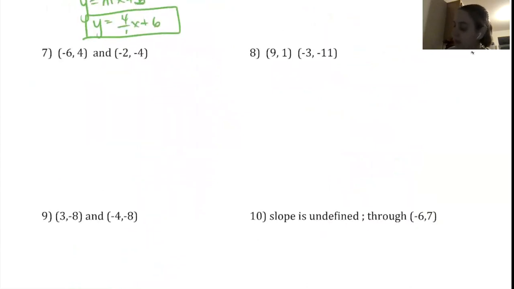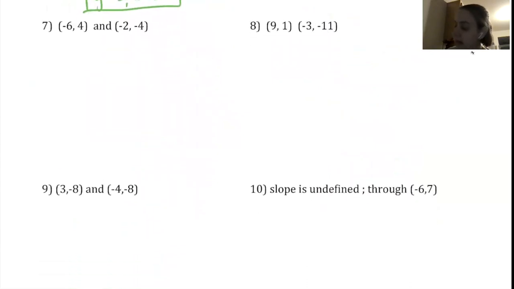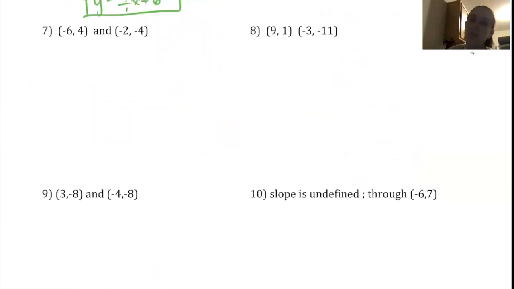Now, unfortunately, when I'm looking at 7, 8, and 9, they didn't give us the slope. Grr. So we have to find that. Instead of me writing the formula over and over each time, I'll say -4 minus 4 over -2 minus a -6. This is a -8. That minus a negative becomes plus, so -2 plus 6 is 4. So my slope is -2.